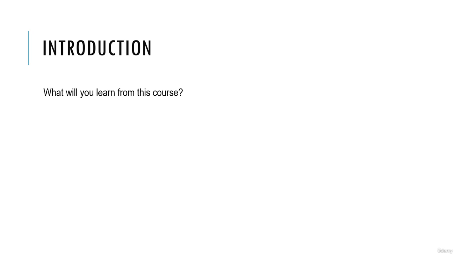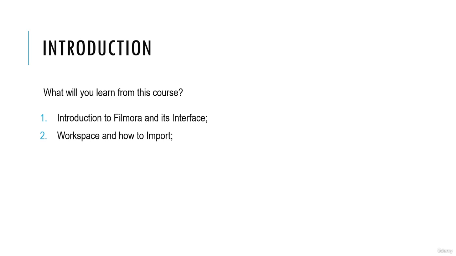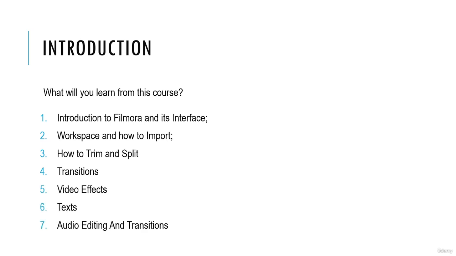So at first, you have introduction to Filmora and its interface. Then you have workspace and how to import media into your workspace and into Filmora. Then you have how to trim and split. Then I will show you how you can do transitions, then video effects, then text, then audio editing and transitions, then templates, then color lesson 1, then color lesson 2. These two lessons will be regarding color.